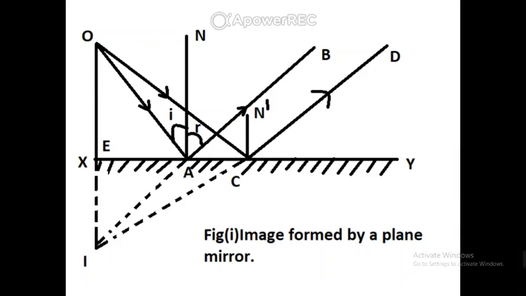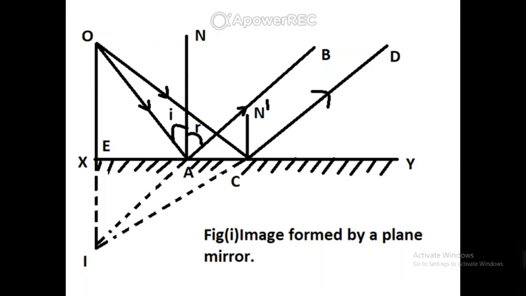Here in this figure, O is a point object, XY is a plane mirror, and rays of light coming from point O are incident at different angles at points A and C respectively. So OA incident at point A is reflected along AB. Similarly, OC incident at point C is reflected along CD. The light ray OE falling normally on the plane mirror is reflected back normally. So what will happen? The reflected rays appear to come from a point I. So I is a virtual image.